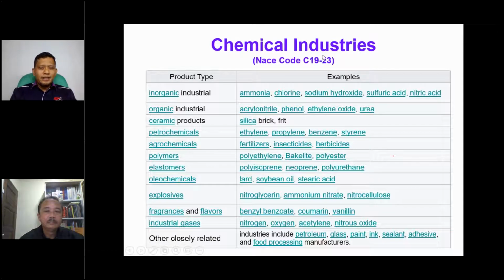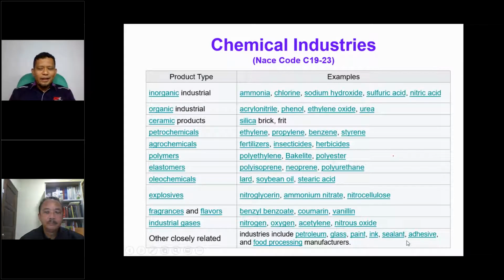Basically, C19 is about petroleum, that's why it is put together with closely related industries. C20 is actually the chemical industry. And we have C21, 22, 23, which closely cover paint, ink, sealant, adhesive.